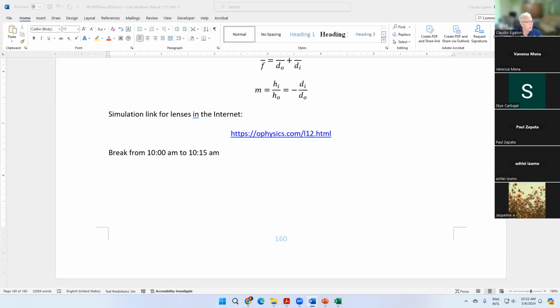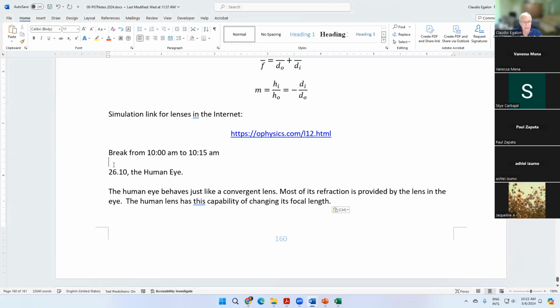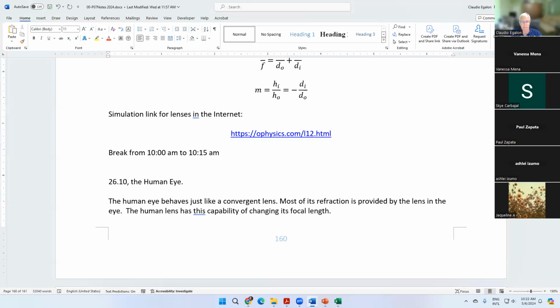And then the human eye. What you have to know about the human eye is that it behaves just like a convergent lens. Most of the converging of the light is done by the lens in the eye. But there are other features in the eye, like the cornea, that also contribute to the refraction of the light that goes through the eye.